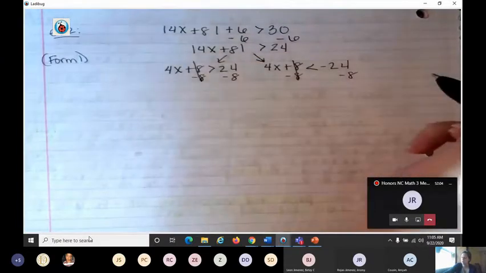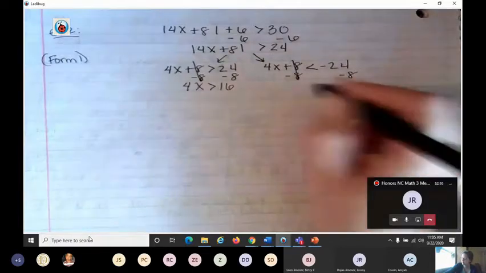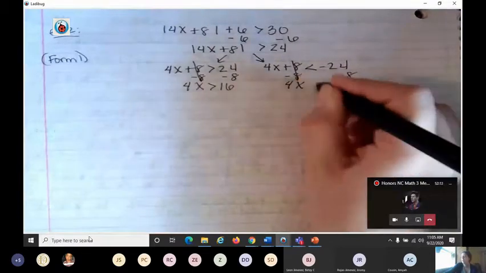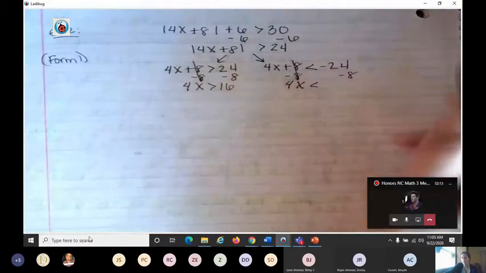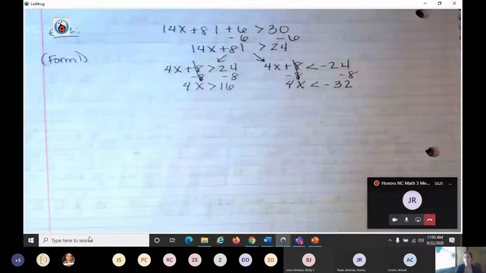Okay. 24 minus 8 should give me 16. And then negative 24 minus 8 should give me negative 32. What questions do you guys have so far?